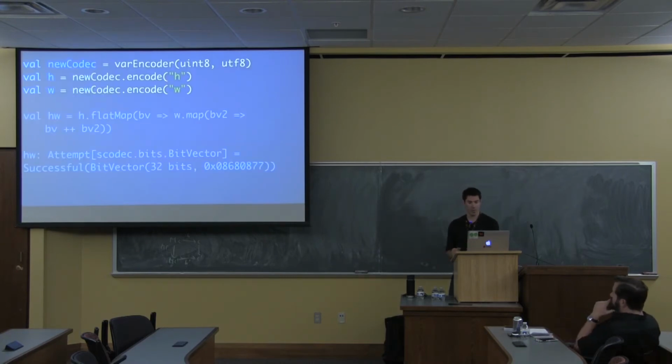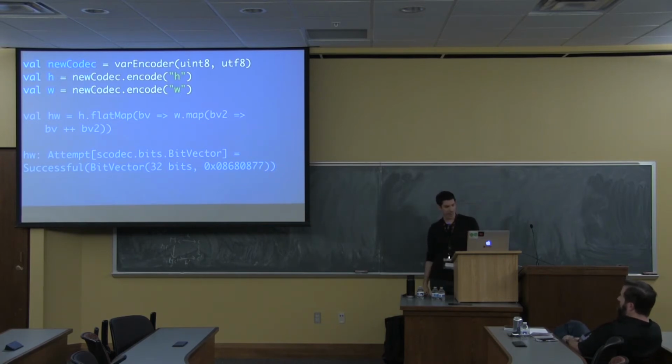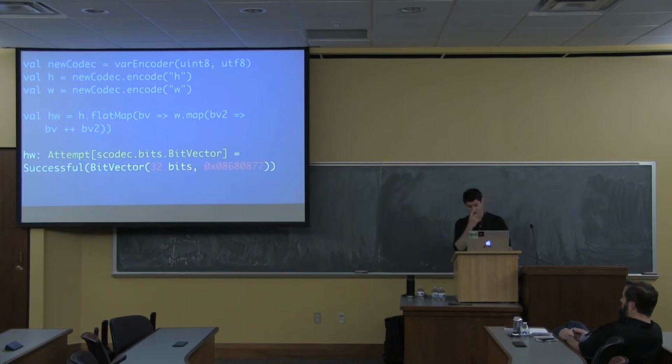Cool. So now we can make a VarEncoder. We're going to use uint8 and utf8, and we're going to encode h and hw. Then I'm going to put these together and see what happens. Before, we had 16 bits for h and w? Well, it's a lot bigger now. It's double. So why is that? Does anyone know what the 08 represents? It's the size of how long our string is going to be. So 68, remember, that's h. And then another 08 representing the next string.